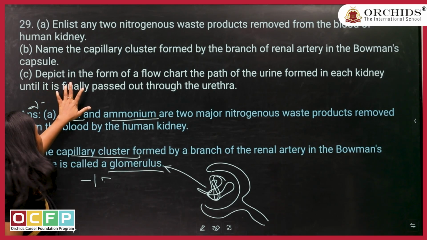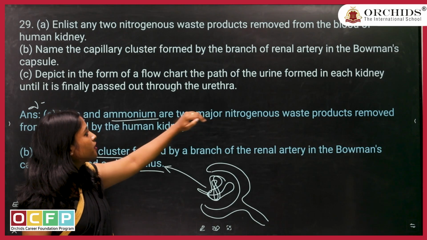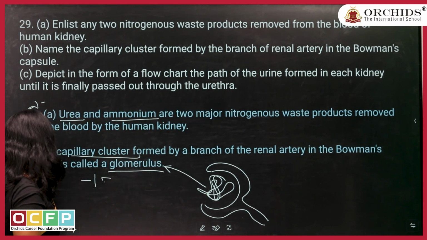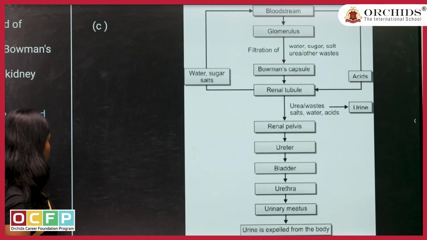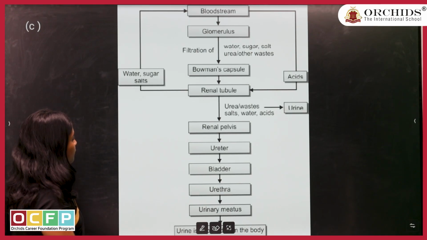So C, depict in the form of a flow chart the path of the urine formed in each kidney until it is finally passed out through the urethra. So here you have to make a flow chart. I've just shown it here. Just observe this.